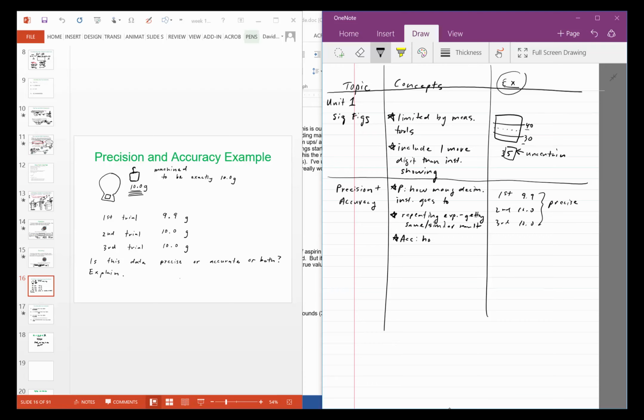So how close to the actual value you got? So if we know the actual value of this weight was 10 grams, we're also accurate. Okay, so that's precision and accuracy.